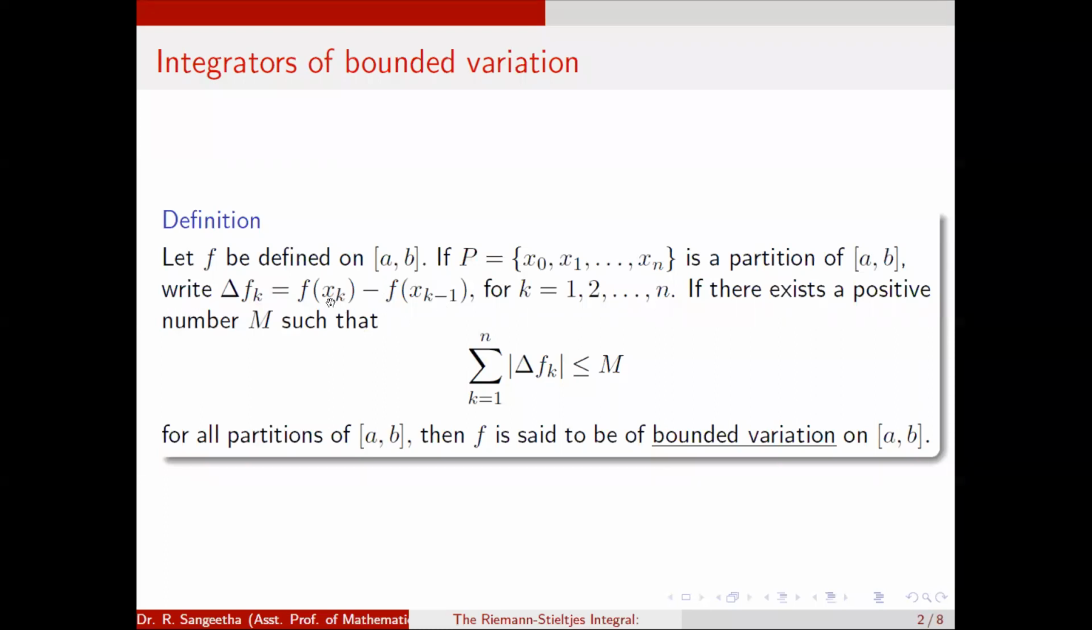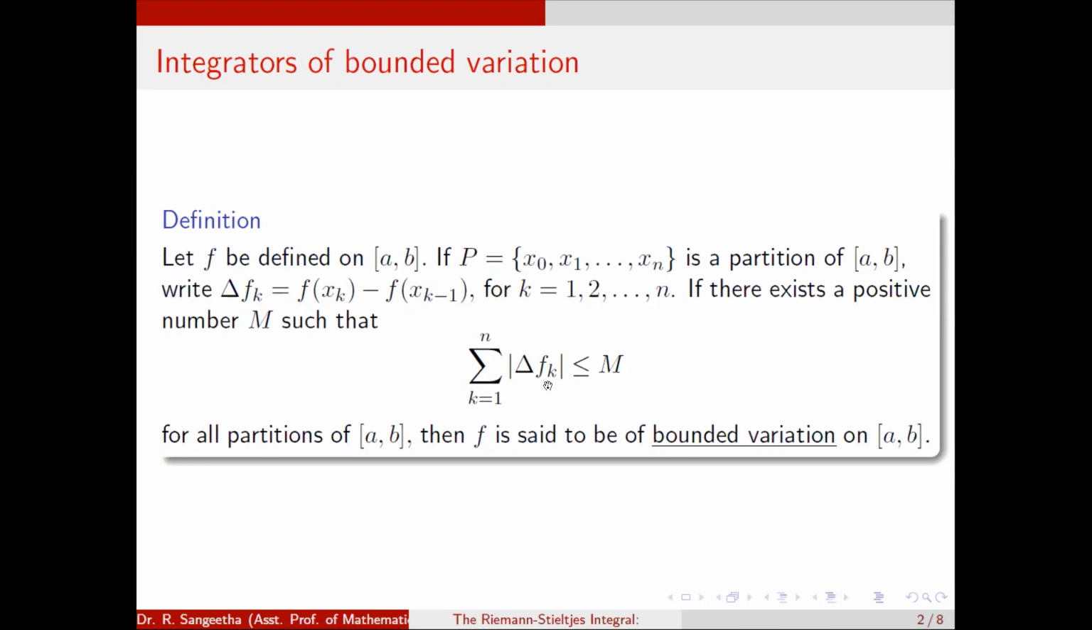At the partition points, we find the corresponding values under the function f. And then in each subinterval, we find the difference, f(x_k) minus f(x_{k-1}). And the difference may be positive or negative. I told you already that if the function decreases, then the difference will be negative. But we don't want a negative value. We want only the positive value. So take modulus delta f_k.